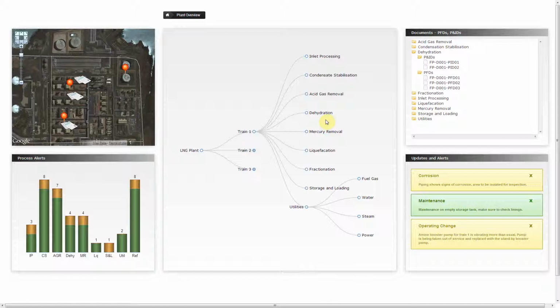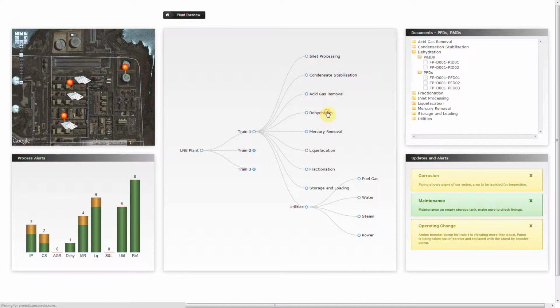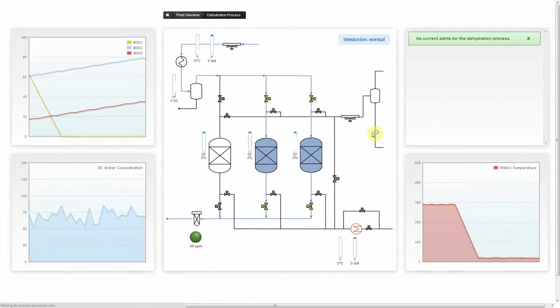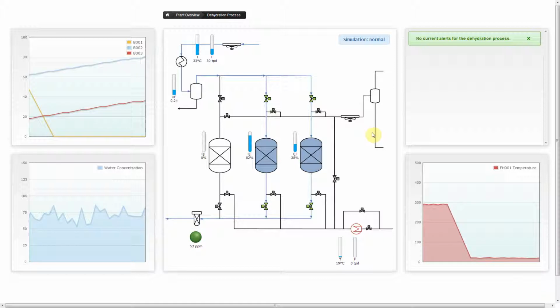And the reason for this is in our liquefaction process, where the natural gas is essentially cooled down and converted to LNG. If there was high water content in it, it could freeze up and block some of the pipes. So this is the purpose of our dehydration. So let's go in and see how the process is doing right now. We're given a PFD and some gauges and graphs showing the current state of the process.